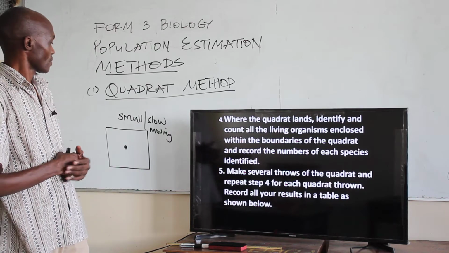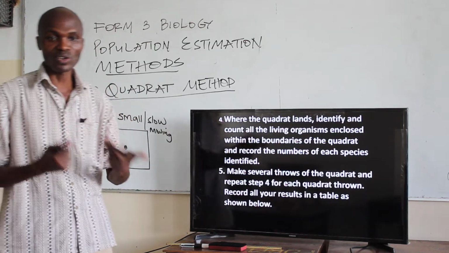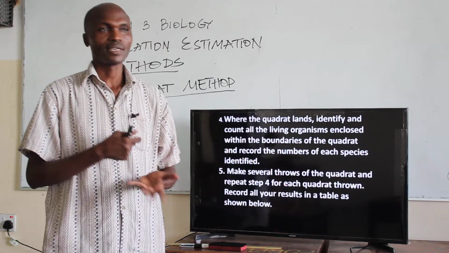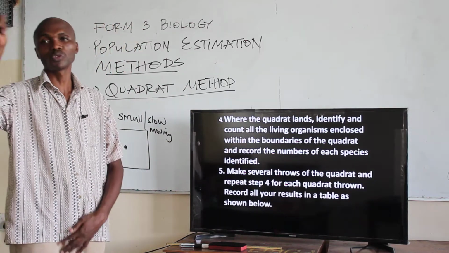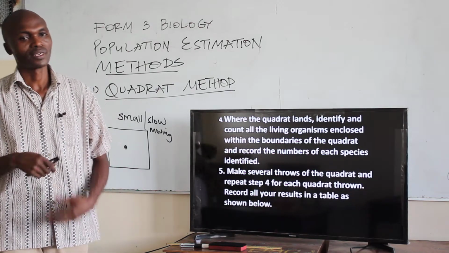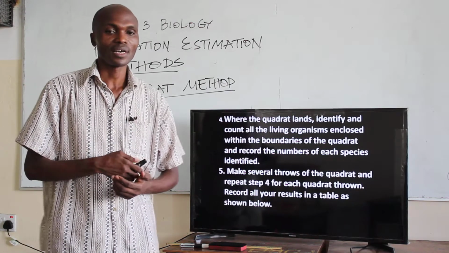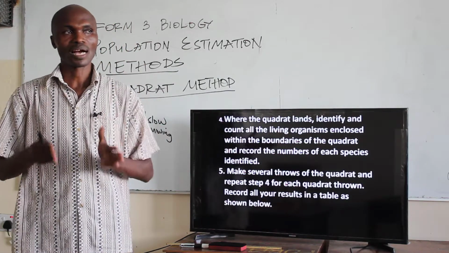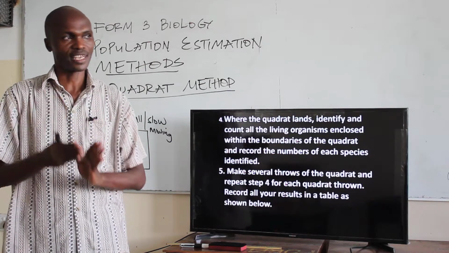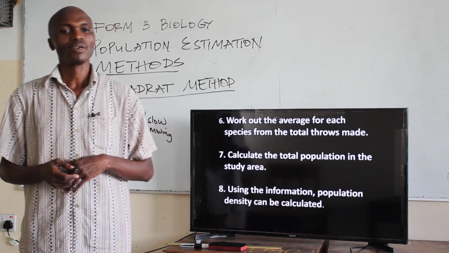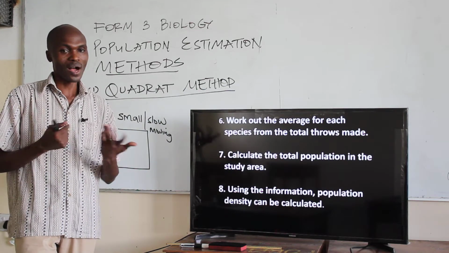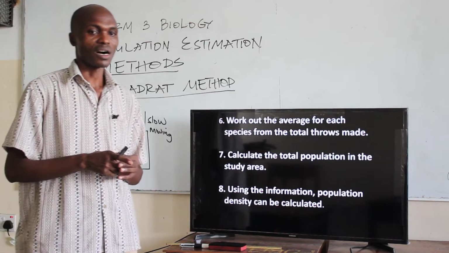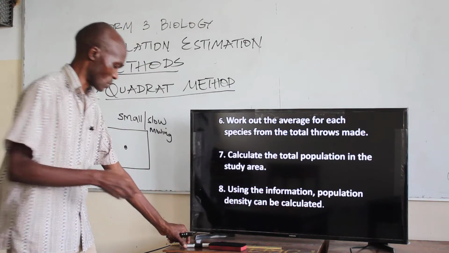After recording, you now make several draws of the quadrat again, just like in step number 4. You repeat the random draws, aloft like that, recording each of the results in a table. The table will give you the number of draws, the species, the individuals, and the size. Step number 6, you work out the average of each species from the total number of draws that have been obtained.